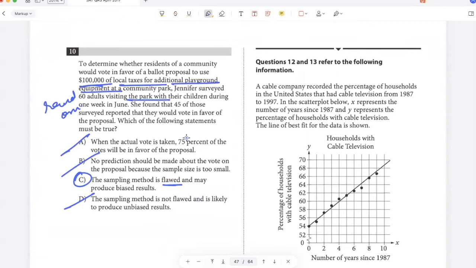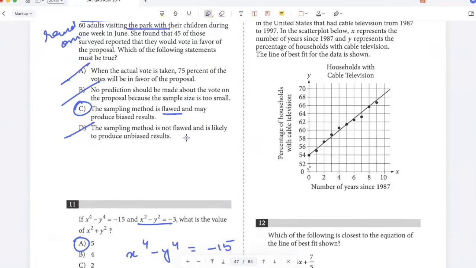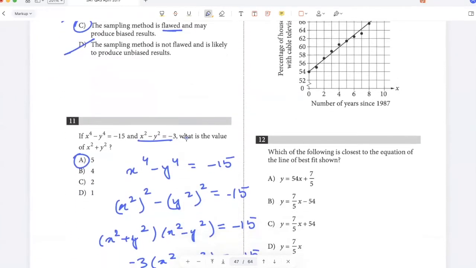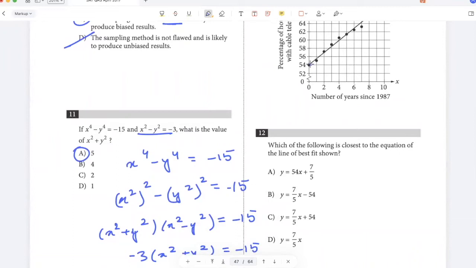A cable company recorded the percentage of households in the US that had cable television from 1987 to 1997. In the scatter plot below, X represents the number of years since 1987 and Y represents the percentage of households with cable TV. The line of best fit is also given. Okay. Which of the following is closest to the equation of the line of best fit? So I noticed that the y-intercept is 54, and in y is equal to mx plus c, c is the y-intercept. So the only option with a y-intercept of 54 is option C. So that should be my answer.